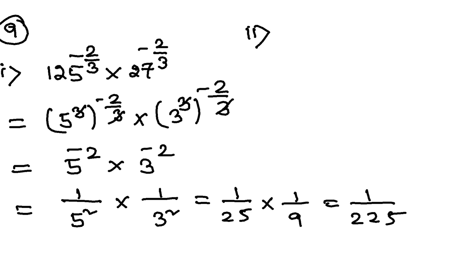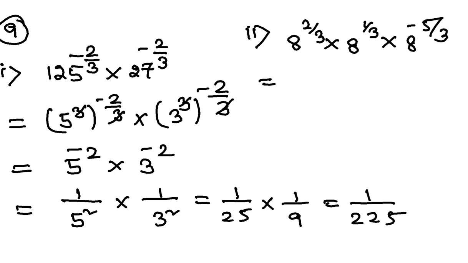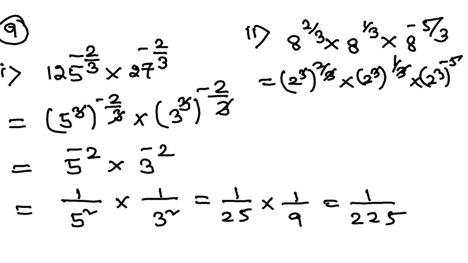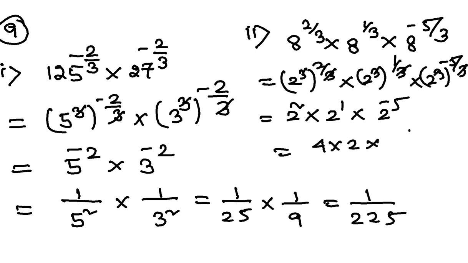Question number 2 has 8 to the power 2 by 3 into 8 to the power 1 by 3 into 8 to the power minus 5 by 3. So 8 is 2 cube. So 2 cube to the power 2 by 3. 3 and 3 cancel. 2 cube to the power 1 by 3. Again 3 and 3 cancel. And 2 cube to the power minus 5 by 3. Again 3 and 3 cancel. So this is 2 square. This is 2 to the power 1 and this is 2 to the power minus 5. This 2 square is 4. 4 into 2 by 2 to the power 5.